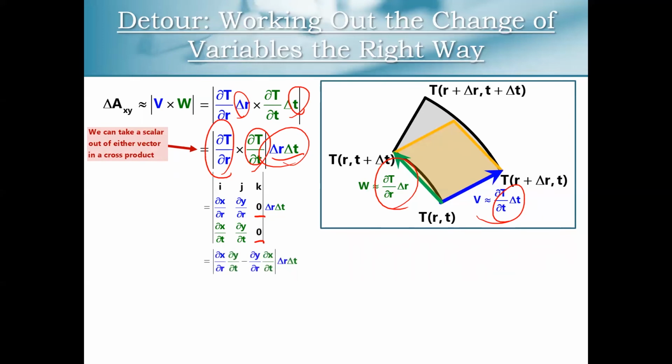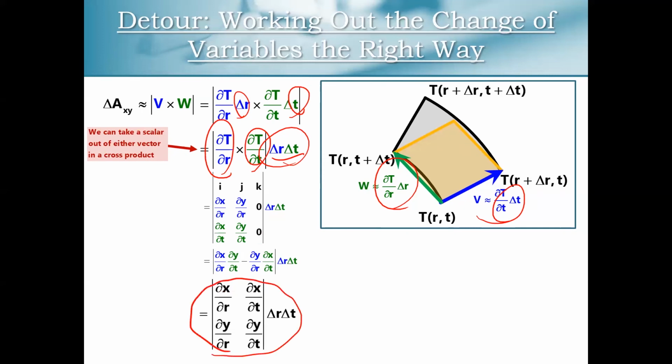Now, if you start computing this cross product, if you start computing this determinant, then you get dx dr dy dt minus dy dr dx dt, and I can clean this up a little bit. That looks a lot like a 2x2 determinant to me, so I'm going to reduce that down to a 2x2 determinant. And here's the beautiful thing.